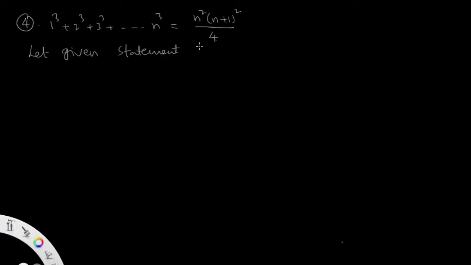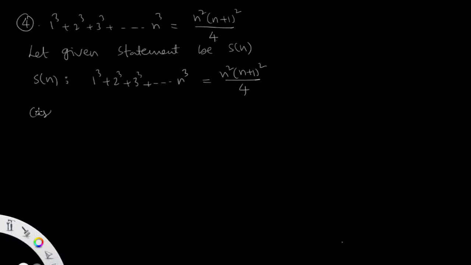That is 1³ + 2³ + 3³ + so on up to n³, which is nothing but Σn³, and the formula is n²(n+1)² divided by 4. So this is the formula. In the same way, we can write both sides. So first, let the given statement be S(n), such that 1³ + 2³ + 3³ + ... + n³ is equal to n²(n+1)²/4.